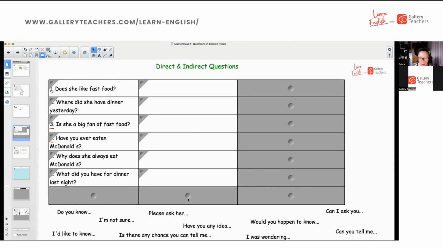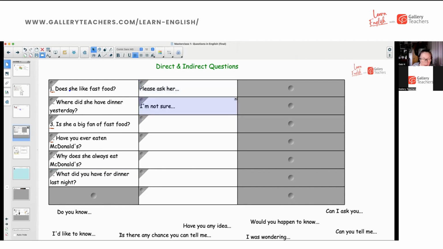So now we have 6 questions. Which one do you want to use in this question? So we are introducing indirect questions, so obviously we need this introductory phrase. So does she like fast food? Perhaps we can go for this. So please ask her, okay? Where did she have dinner yesterday? Which one do we want? Let's go for this. I'm not sure. Is she a big fan of fast food?